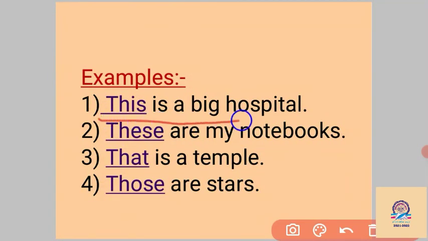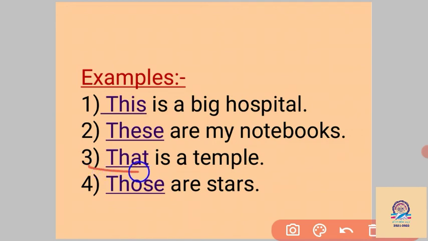This is a big hospital. The hospital is near and only one, so we use this as a demonstrative pronoun. Then, these are my notebooks. The notebooks are near the speaker, so the speaker can say these are my notebooks, and these indicates more than one notebook.